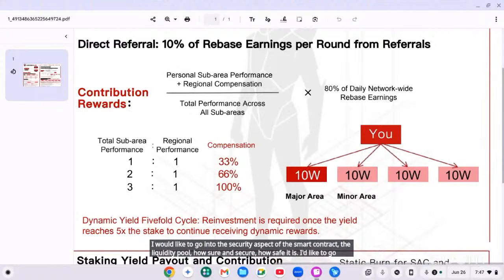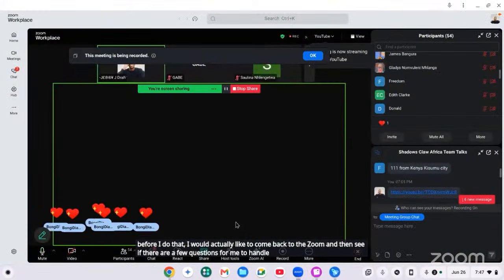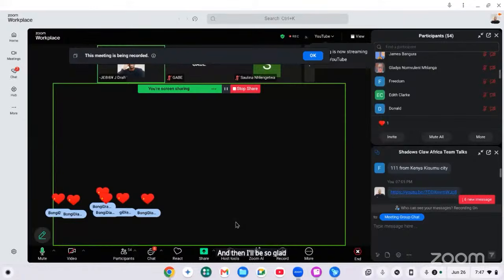But before I do that, I would actually like to come back to the Zoom and see if there are a few questions for me to handle. Then I'll be so glad to tackle those questions. I hope I've been able to communicate. And oh man, that's a lot of fire emoji right there.